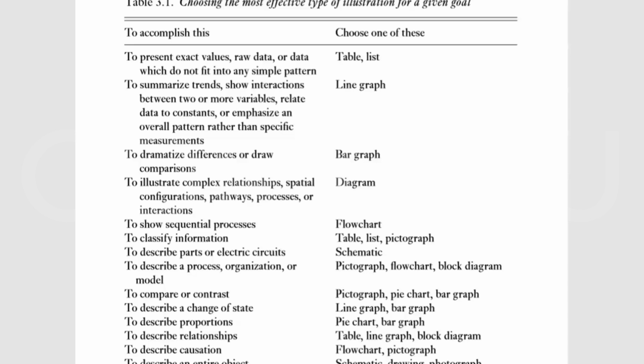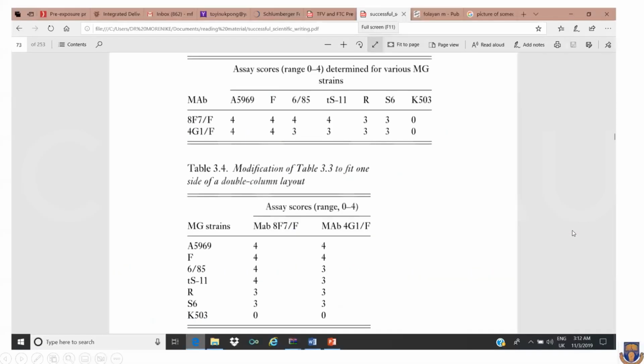So if you want to contrast, you can use a pictogram, a pie chart, or bar graph. If you want to talk about proportions, you use a pie chart. If you want to just discuss causation, you can use a pictogram or flowchart. So there are various things. Let's start with discussing the tables.